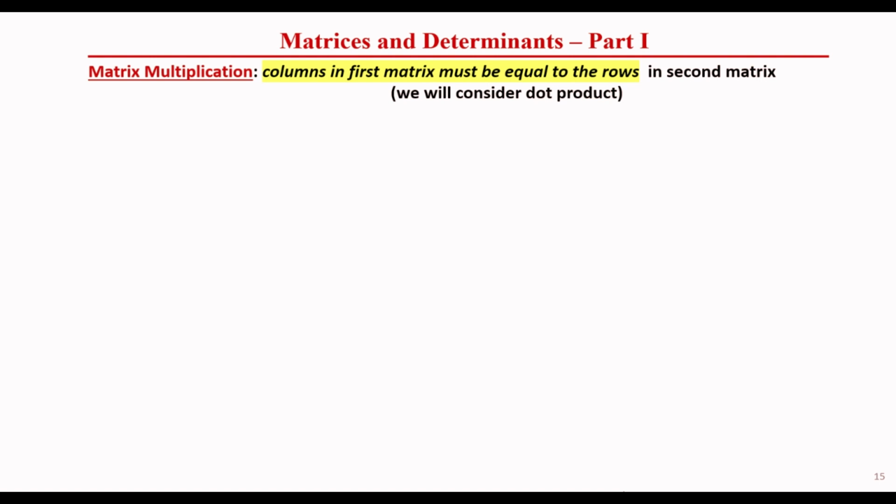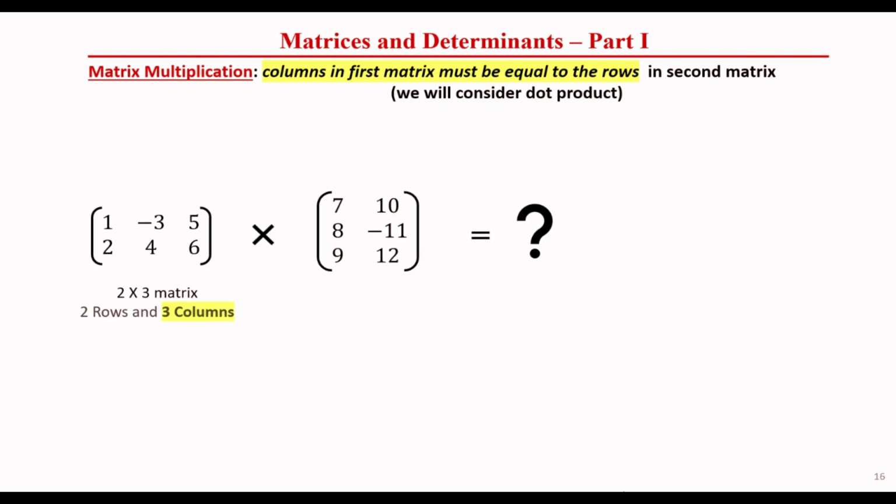The columns in the first matrix must be equal to the rows in the second matrix if we want to multiply two matrices. For example, here in this given set of matrices, the first matrix's order is 2 by 3. It has 3 columns. The second matrix's order is 3 by 2 and it has 3 rows. So the rule says the columns in the first matrix should be equal to the rows in the second matrix, which is what we have here.